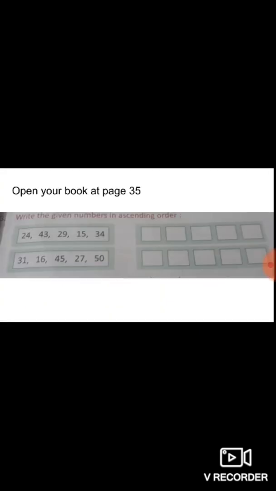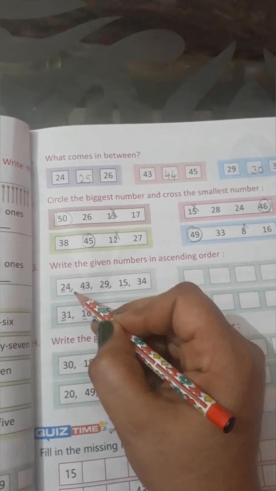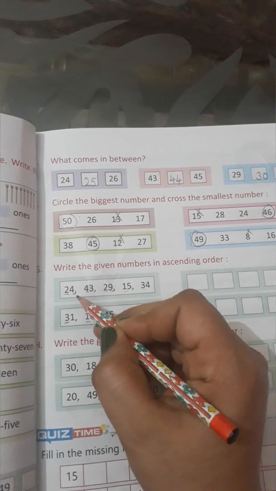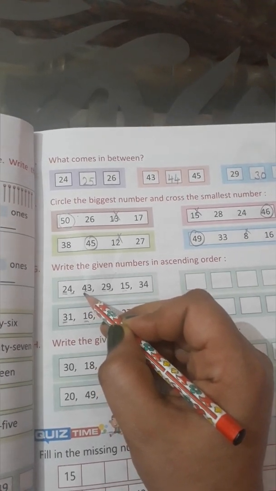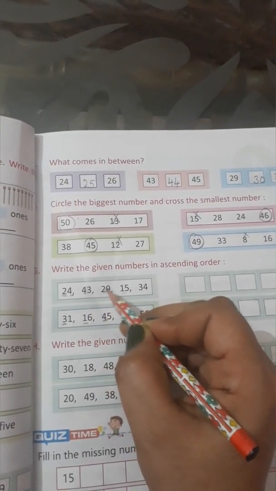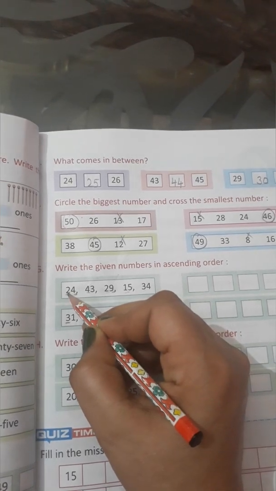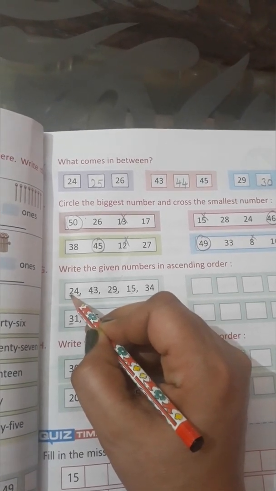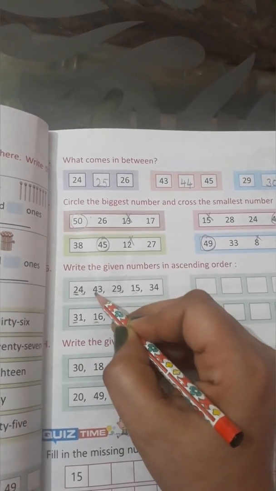So open your book at page number 35. Today we will write the given numbers in ascending order. So let's start. Yes, students. When we compare two-digit numbers, we first compare the digits at tens place. So underline the digits at tens place.